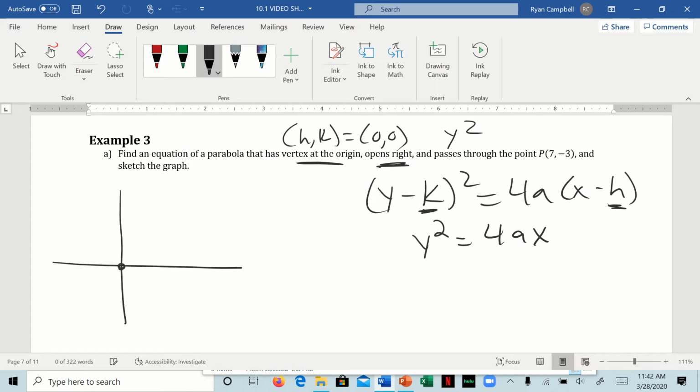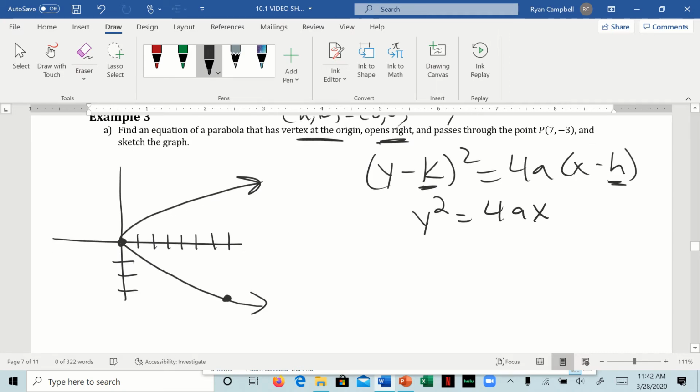All right, so we know that it goes to the origin. We also know that the point (7, -3) is on this graph. So if it opens to the right, this is what it's going to look like. So how can we figure out what the equation is?